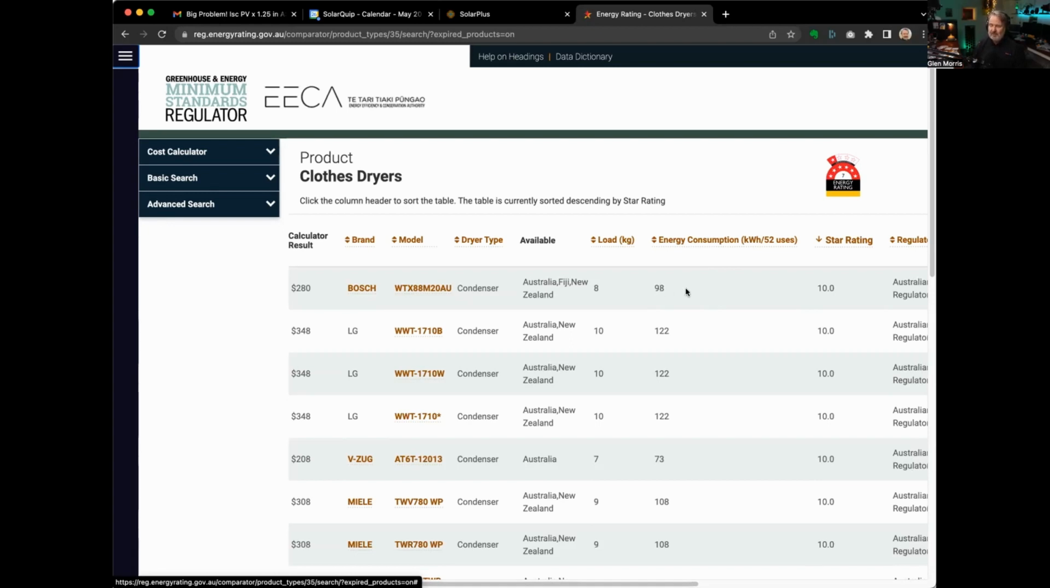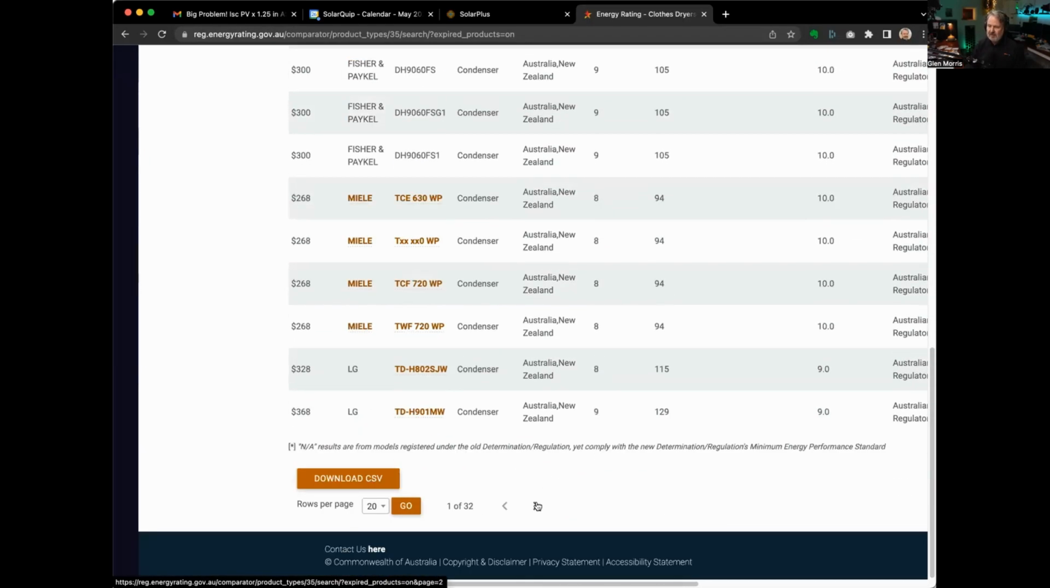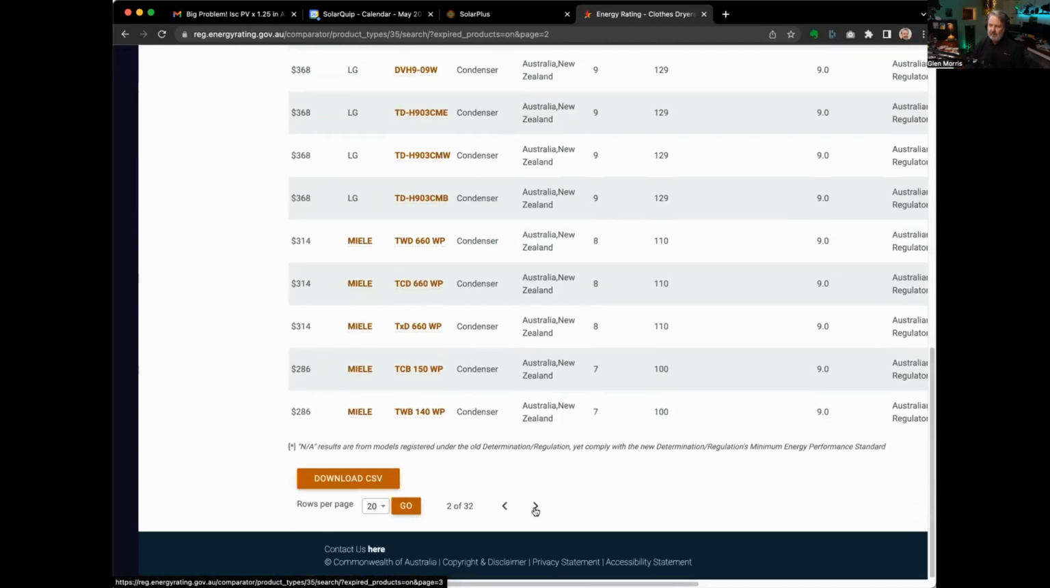So divide that by 365 for a daily average, or 52 for a weekly average. It's nearly 2 kilowatt hours for one whole load. So it's very good compared to just your regular non-condensing. Gee, there are so many condensing ones now. It's amazing. The regular hot blowing air ones.